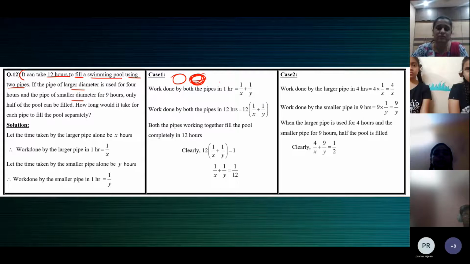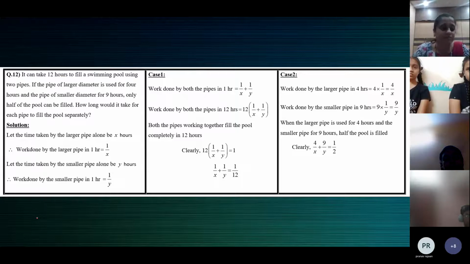The diameters of the 2 pipes are not the same. One is a large pipe, the other one is a small one. If the pipe of the larger diameter is used for 4 hours and the pipe of the smaller diameter for 9 hours, only half of the pool can be filled. So how long would it take for each pipe to fill the pool separately?